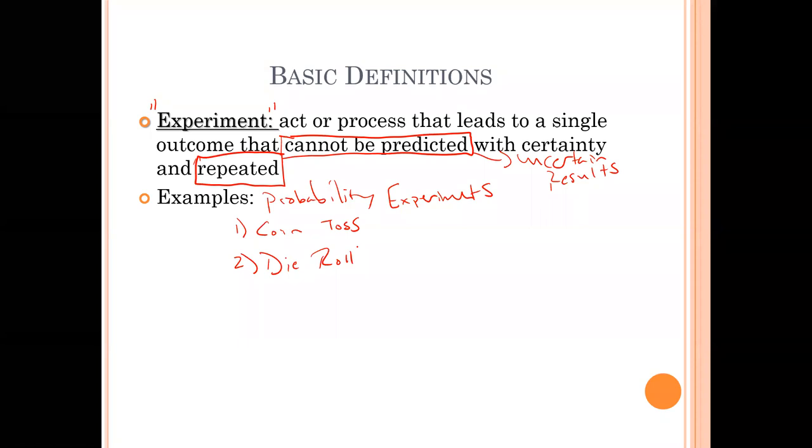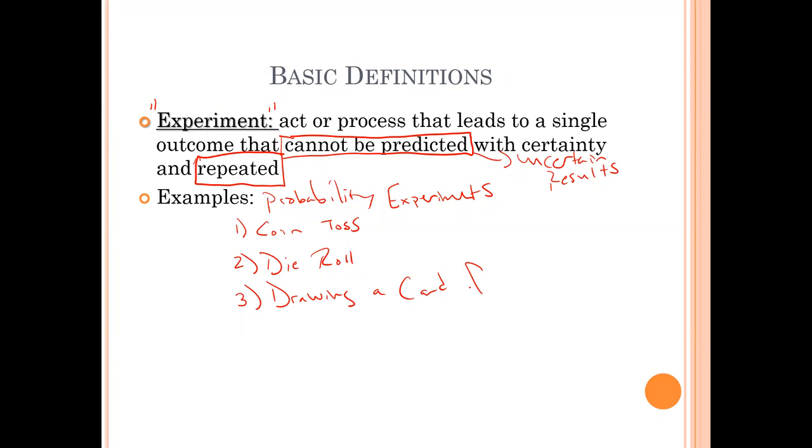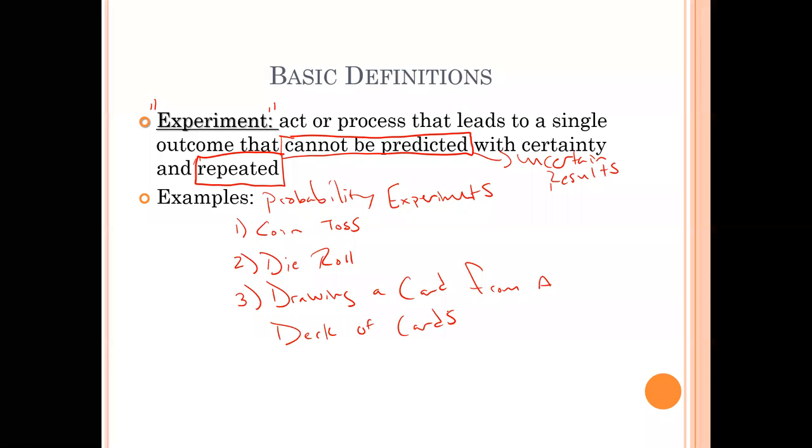Thank you for the laugh there. A third one is drawing a card from a deck of cards. After you draw one card, you can see what you get, and then you can put it right back in the deck and draw again. So we're gonna be dealing with these type of experiments, uncertain results, but repeatable.